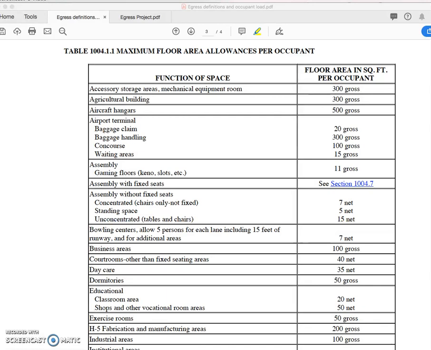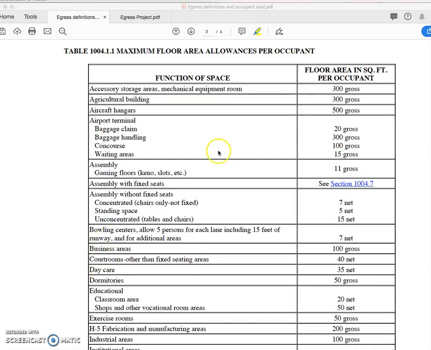An assembly, an A2 is a restaurant. An I is institutional, a prison or a hospital. And all of that stuff that we learned there. B is just a business. But we have to remember as we come back to occupant load, how many people can be in a room. We want to go back to the term use. What are you going to use it for?